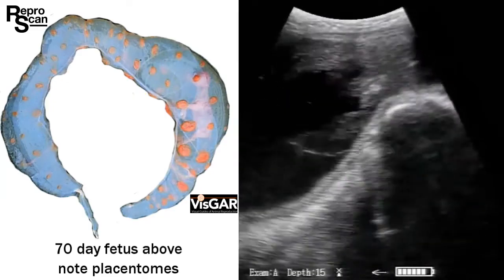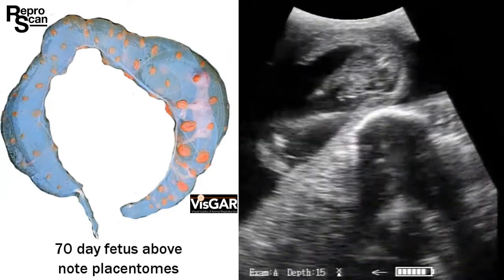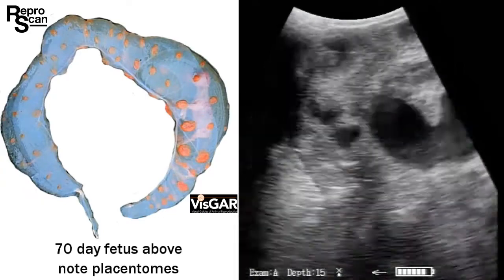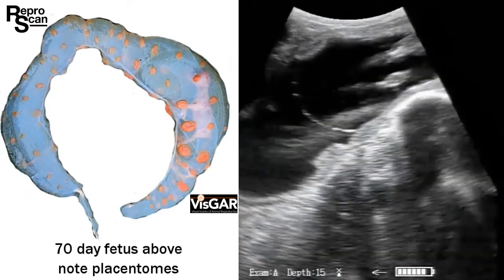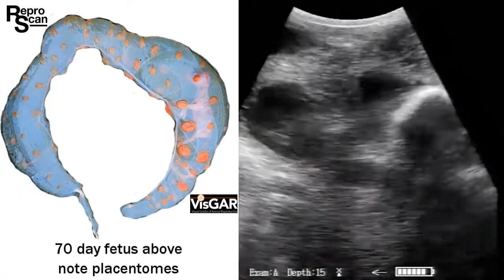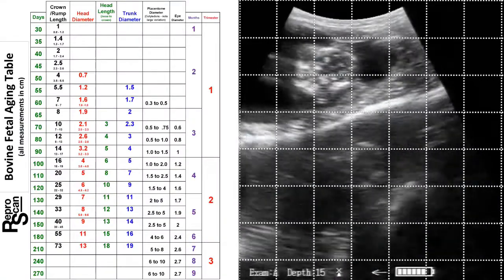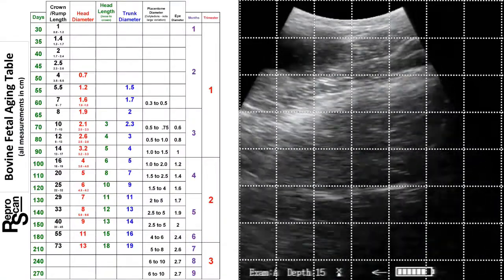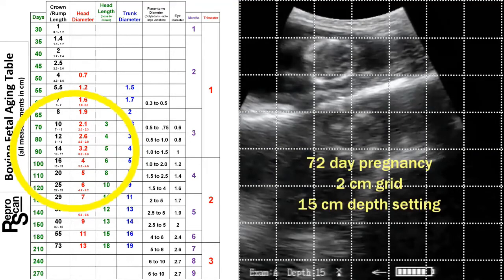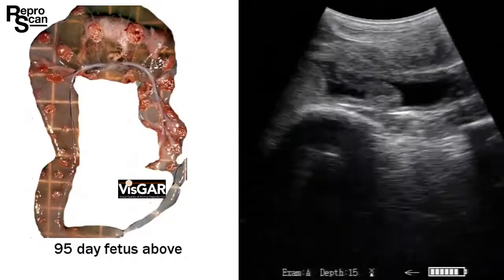70-day pregnancy here on the left. Placentomes are quite distinct on the dissection, not so much on the ultrasound image. There's a placentome right there rolling across that fetus. We don't have a grid on right now. Now we do. We're rolling onto the head, getting a freeze, see if we can get a freeze on that head, and we're a little greater than 2 centimeter diameter. Let's reconfirm a 72-day pregnancy there.